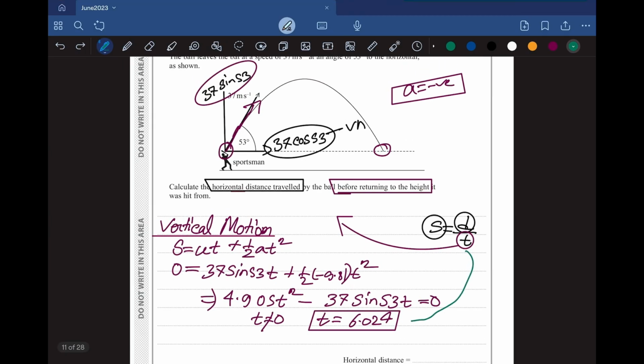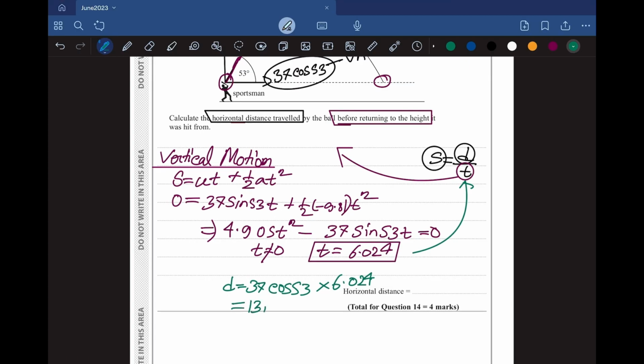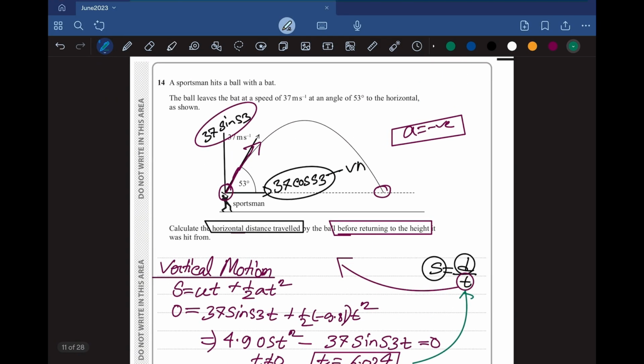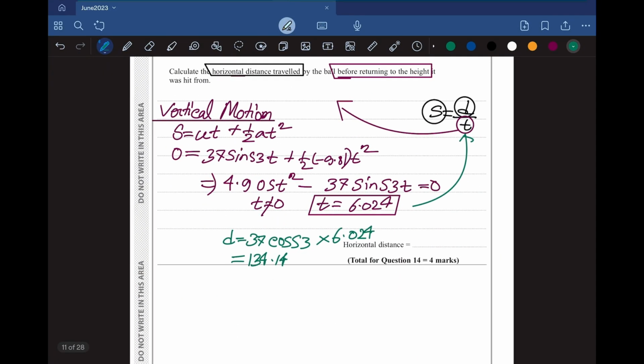We will put this t value right here and figure out the displacement. And we know our distance is equal to speed into time. Speed was 37 cos 53 into time was 6.024, and the answer will be 134.14. And we know all the data provided was in two significant figures, so you cannot write the answer in three significant figures. You will write the answer in the same significant figures as the data provided. So our answer will be 130 meters in two significant figures.